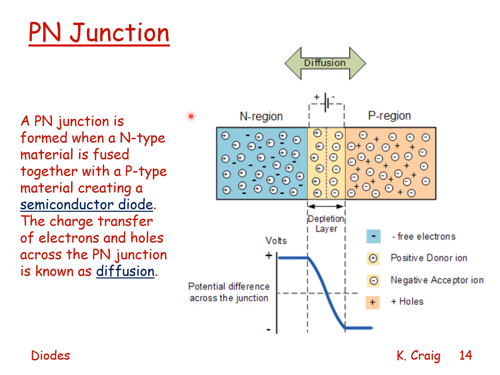A p-n junction is formed when an n-type material is fused together with a p-type material, creating a semiconductor diode. The charge transfer of electrons and holes across the p-n junction is known as diffusion. Here in the n region, we see free electrons. In the p region, we see holes. Across the depletion layer, there is a potential difference across this junction, as shown by this diagram.